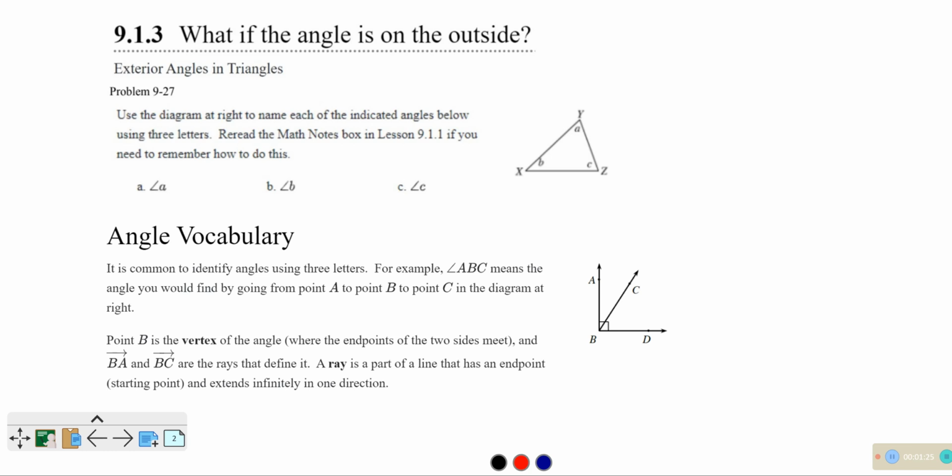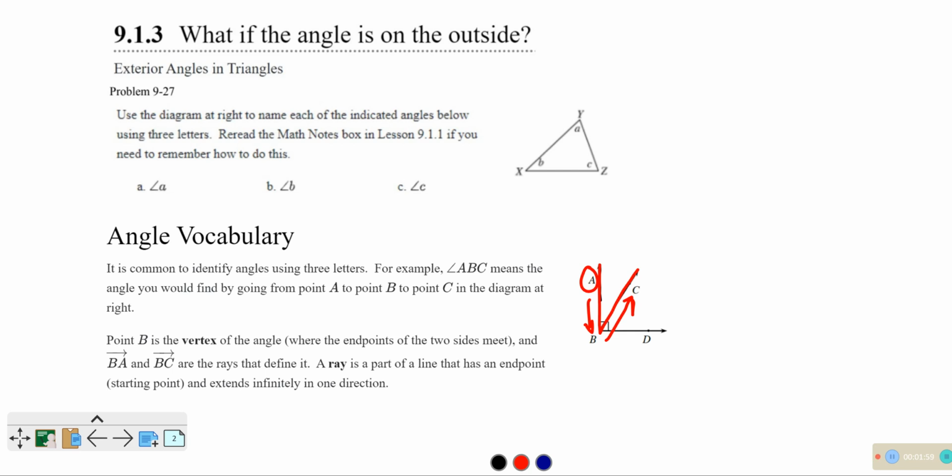Notice angle vocabulary. This is the math notes box in lesson 9.1.1. It says, angle vocabulary. It is common to identify angles using 3 letters. For example, angle ABC means that you would find the angle going from point A down to point B and then up to point C, in this diagram.